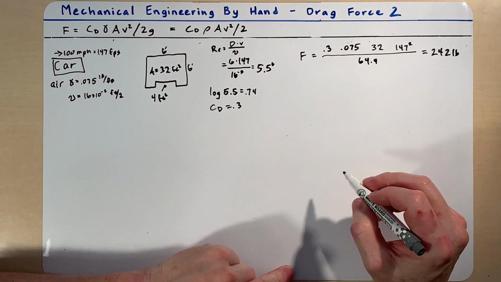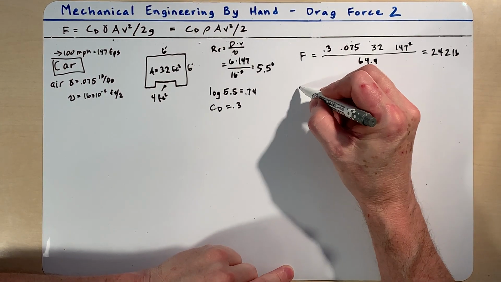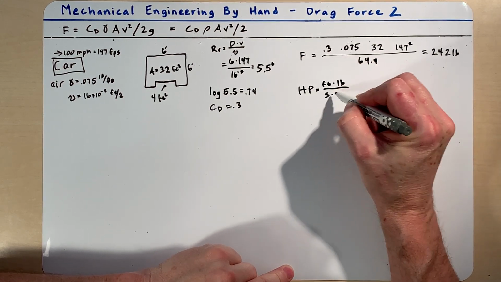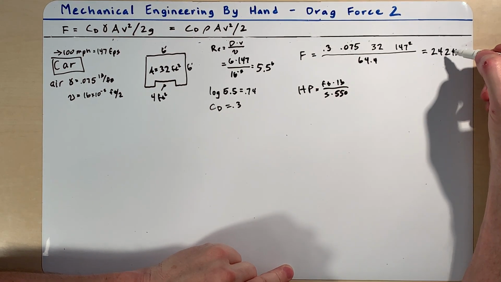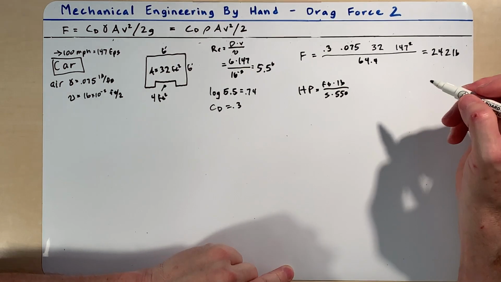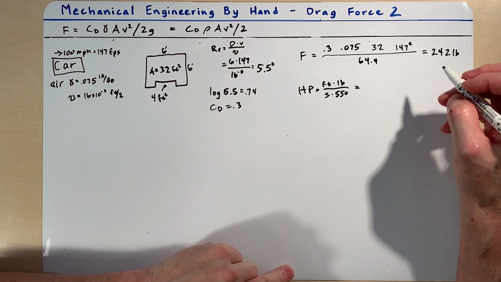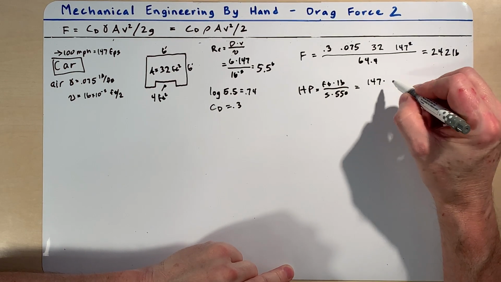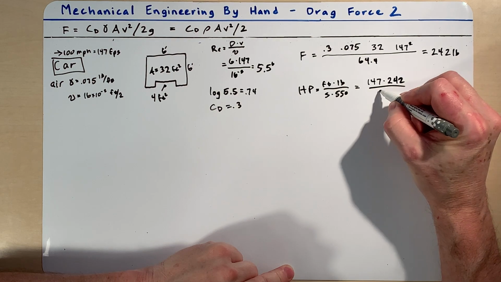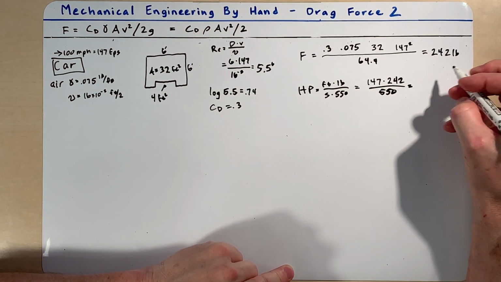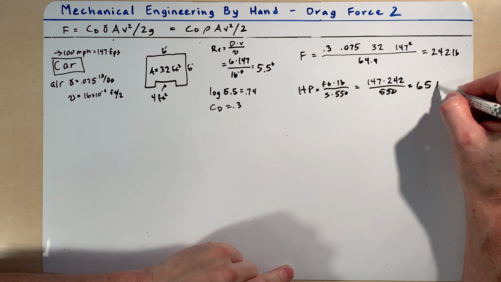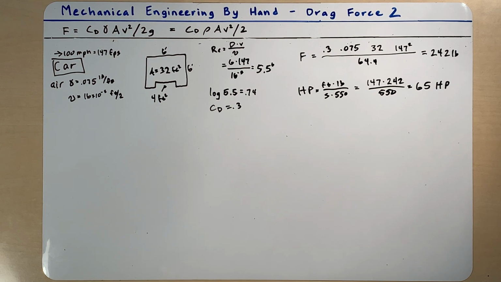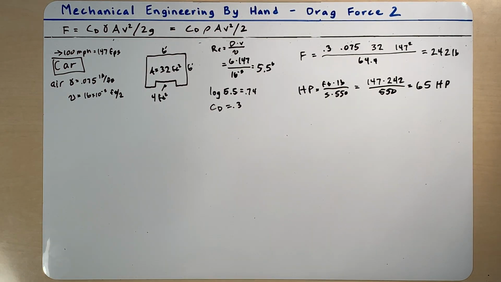Okay, in a previous video we talked about horsepower, which is foot-pounds per second divided by 550. So the horsepower required to overcome this wind drag would be feet per second, 147, times the force, 242, divided by 550, and that is 65 horsepower just to overcome the drag force from the air going at that velocity.